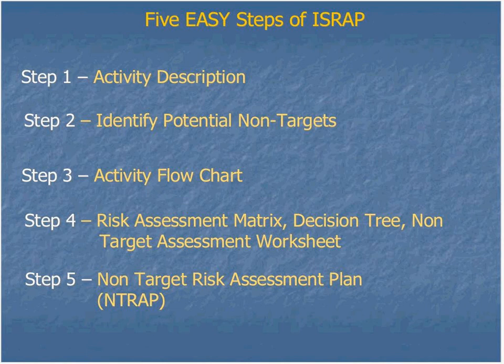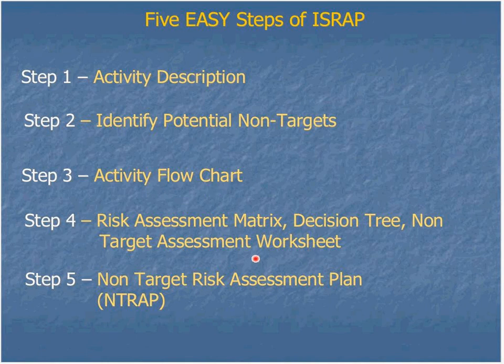So I want to move on to the 5 easy steps of ISRAP. This will look very familiar to those of you that are familiar with HACCP already. I just want to point out a few changes really quickly. To identify potential non-targets, that used to be identify potential hazards, so we changed that right there. And activity flow diagram, we changed it to an activity flow chart because it's really a flow chart.